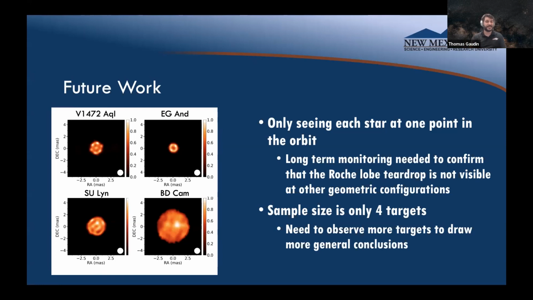We're also only seeing a sample size of 4 targets. V1472 Aquila does overlap with the targets observed by Boffin in 2014. So there are only 10 symbiotic stars that have ever been observed using interferometry. That's not enough for us to draw general conclusions about the entire population of galactic symbiotic stars. We need to observe more targets over the next few semesters to start to draw more general conclusions.